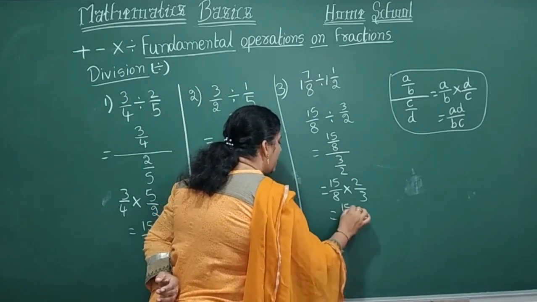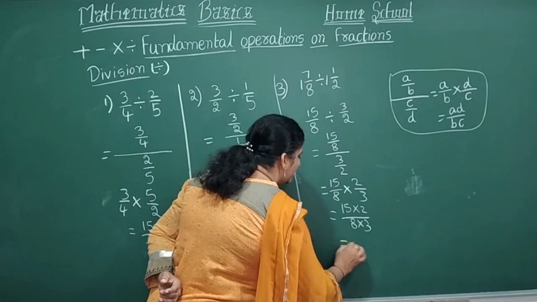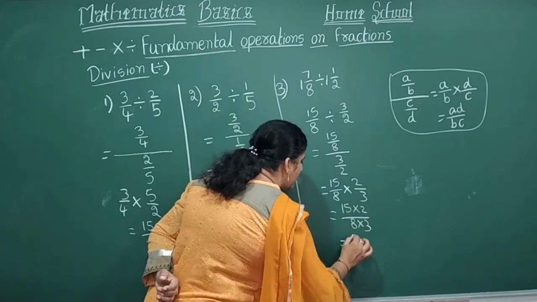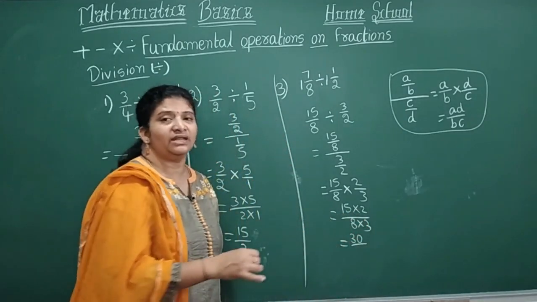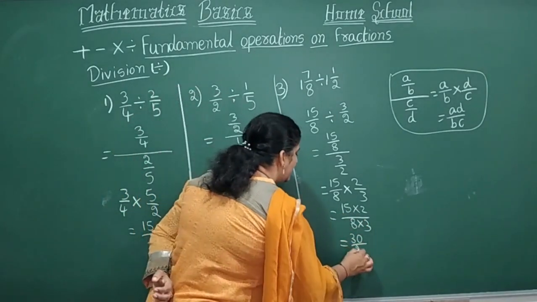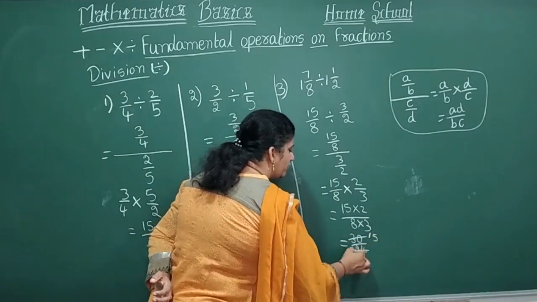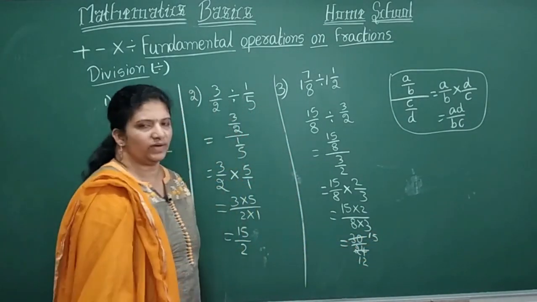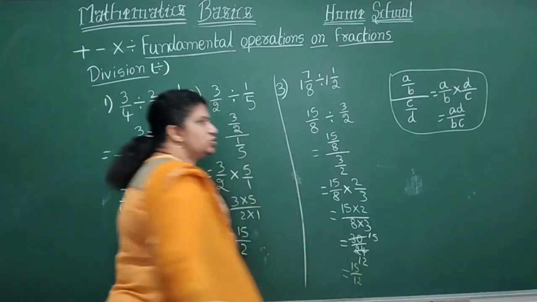Now on the same line, multiply numerators on top and denominators below. 15 twos are 30. Then what about 8 threes here? 24. If you want, you can cancel this, children: 2 15s are, 2 12s are. Finally, your answer is 15 by 12.